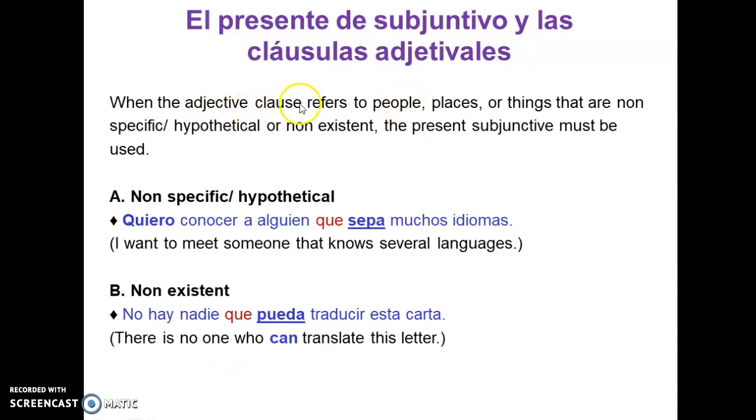When we have adjective clauses that refer to people, places, or things that are non-specific, hypothetical, or non-existent, we use the present subjunctive. For something non-specific or hypothetical: quiero conocer a alguien que sepa muchos idiomas. Or non-existent: no hay nadie que pueda traducir esta carta. Sepa in the subjunctive, pueda in the subjunctive.